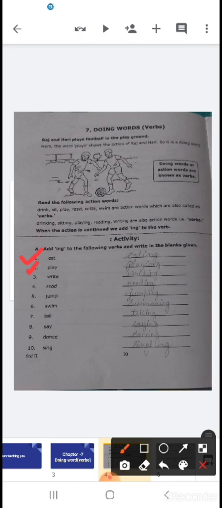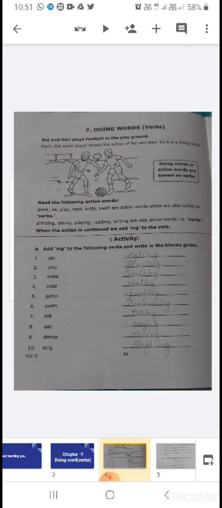After that, the third word, it would be reading. Then jump, add ing, it would be jumping. Then swim, add ing, it would be swimming. Now tell, add ing, it would be telling. The eighth is say, add ing, it would be saying. Then dance, add ing, it would be dancing. And the tenth is sing, add ing, it would be singing. So you just have to add ing to these words.